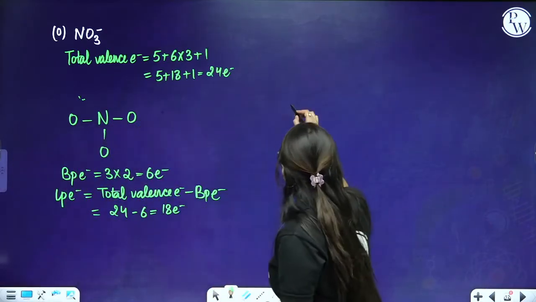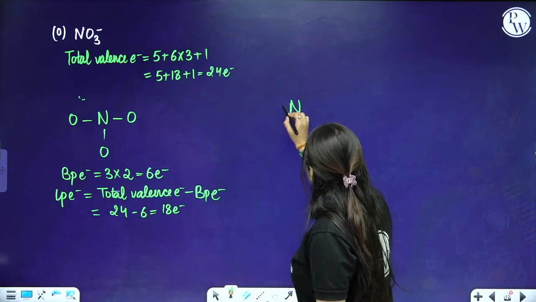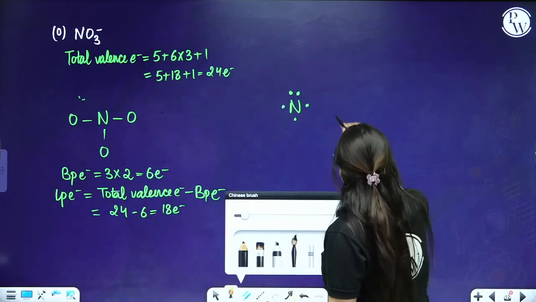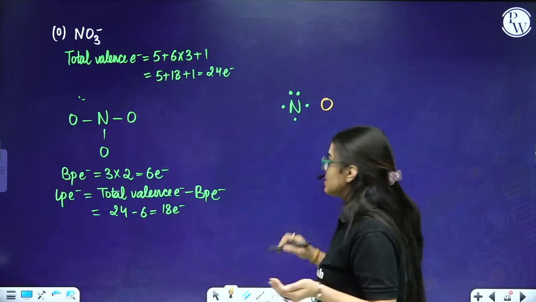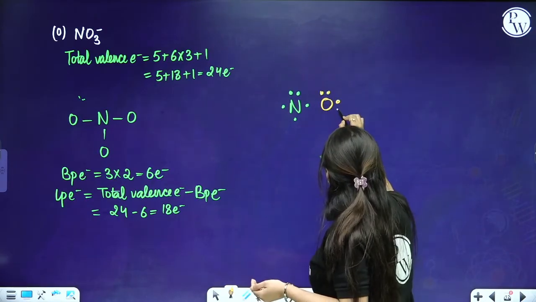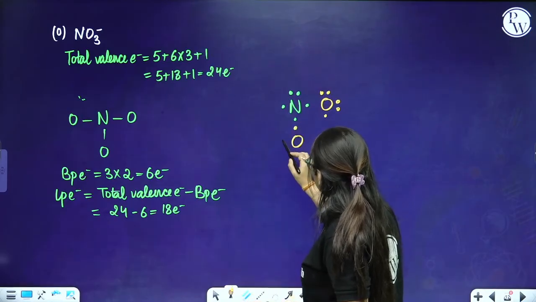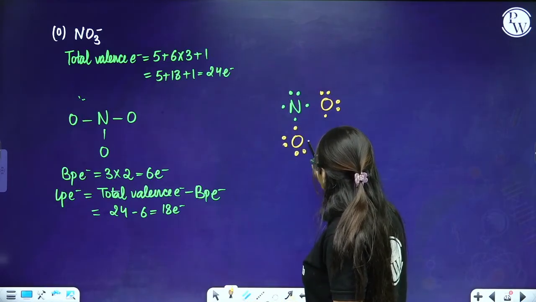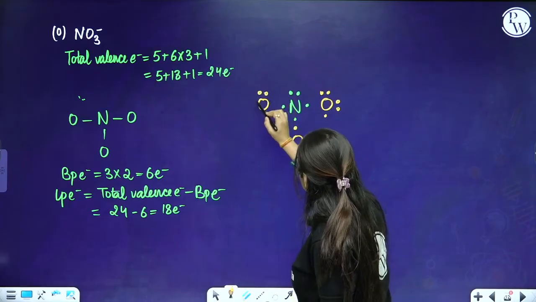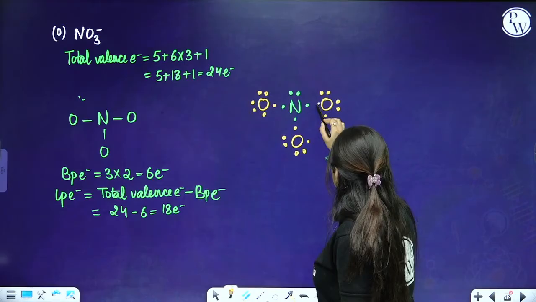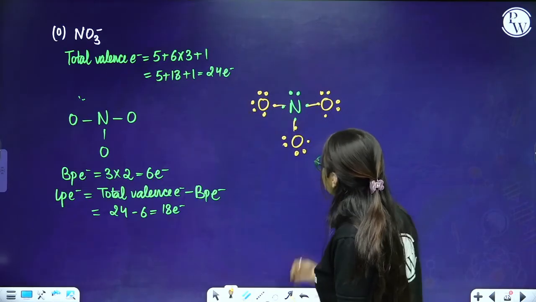See, nitrogen basically holds 5 electrons: 1, 2, 3, 4 and 5. Now let's talk about oxygen. Oxygen holds 6 electrons basically: 1, 2, 3, 4, 5 and 6. Similarly, this oxygen 1, 2, 3, 4, 5 and 6. Now this oxygen 1, 2, 3, 4, 5 and 6. Now they are creating a single bond over here.